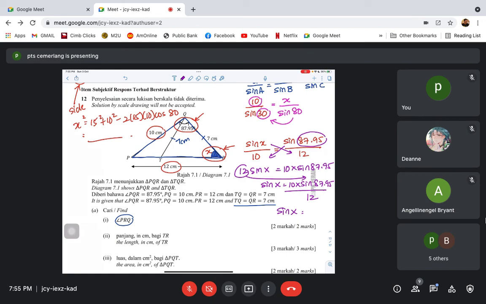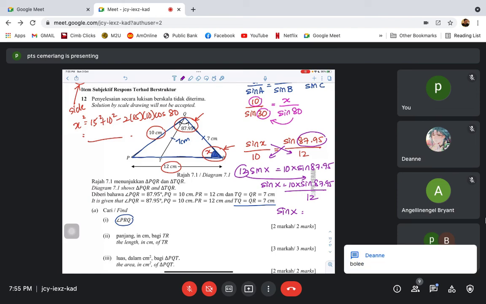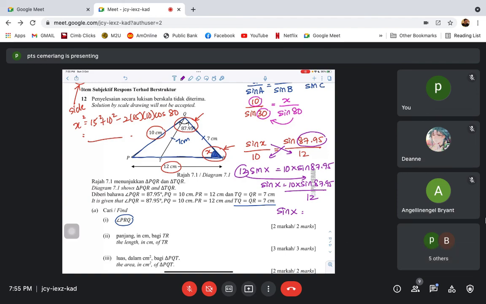Dian, are you okay? You can change back to degree, right? Okay, so now just do your calculation. What do you get? Sin X equals 0.8328. So find X: shift sine, sine inverse. So you will get 56.39.